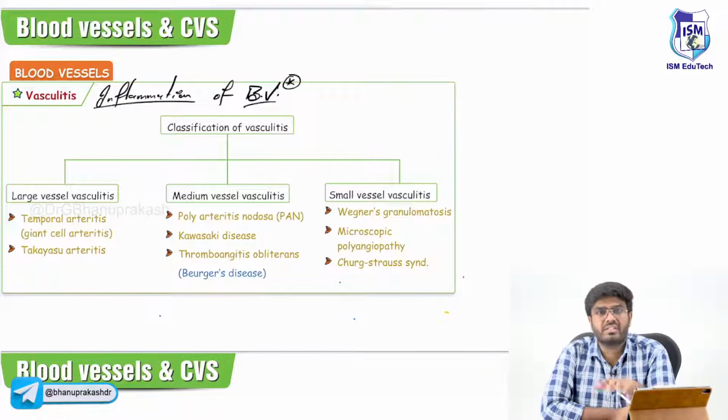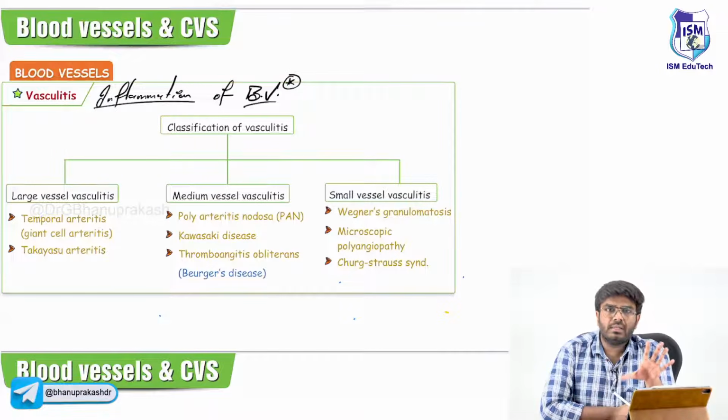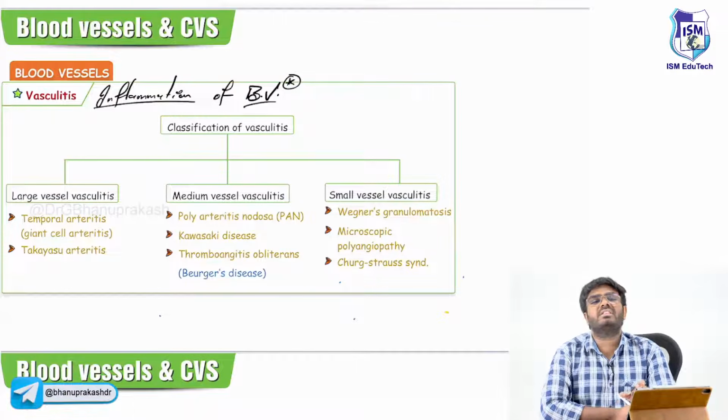Why inflammation of the blood vessels, sir? See, the pathogenesis, the pathophysiology is very poorly understood. There are different types of vasculitis and different reasons, but in general, the pathophysiology of vasculitis is poorly understood. It is idiopathic. We don't know why exactly the vessels are getting inflamed.